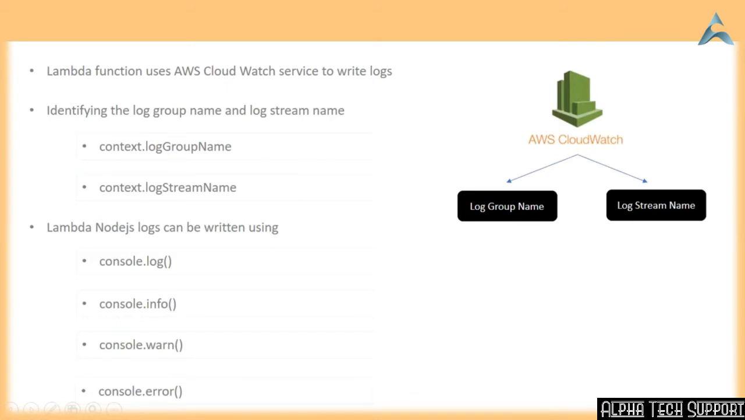In Lambda with Node.js, logs can be written using console.log, console.info, console.warn, and console.error. You can write console.log in a Lambda function to provide any information statement, or use .info. .warn could be an alert, and .error is an error. They may look similar, but are certainly different based on the view.